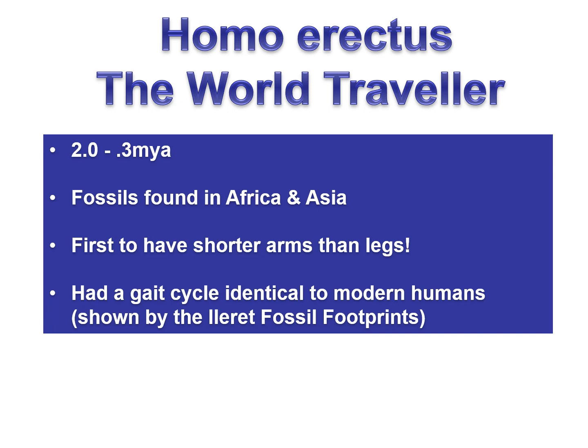So they're the first to have shorter arms than legs. This is one of the first species, and this is why we say that Homo erectus is the first member of our genus that most likely was capable of the type of running and the same type of walking that we as modern humans do, right? They had an identical gait cycle, right? And this is just a fancy way of saying the different stages of how we walk, right? And in Homo erectus, it's identical to that of modern humans. We can see that in the Ileret fossil footprints.